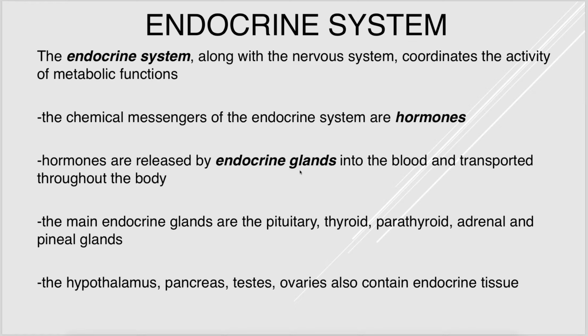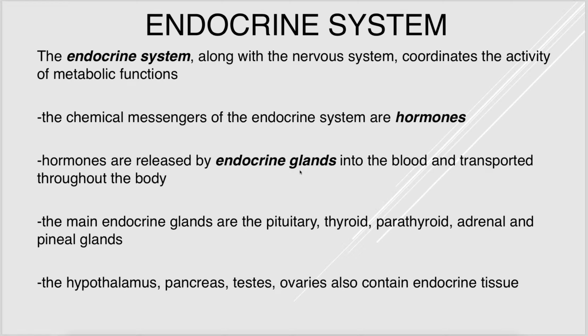Okay, so in this lecture we talked about the endocrine system, which, along with the nervous system, basically controls all of the functions of the body. The chemical messengers in the endocrine system are hormones, and hormones are special in that they are released into the blood, so they are dispersed basically throughout the body.